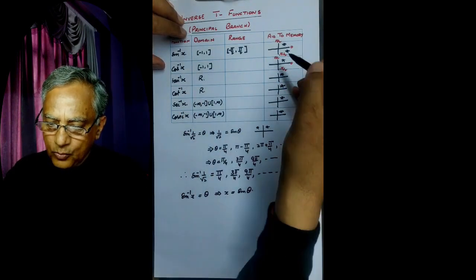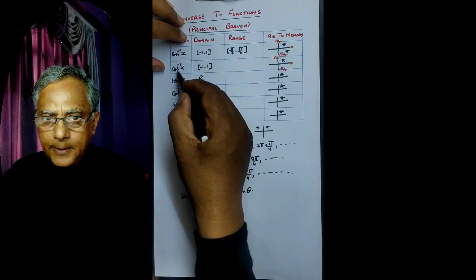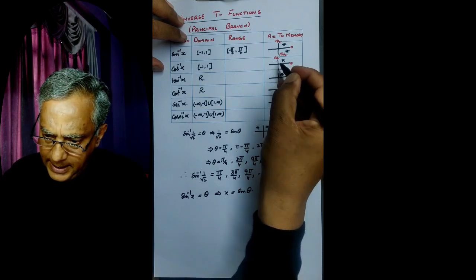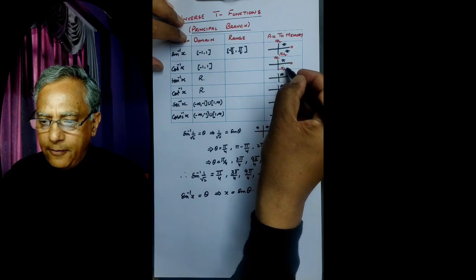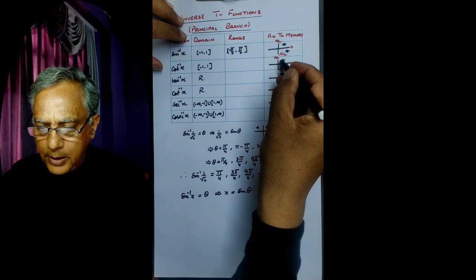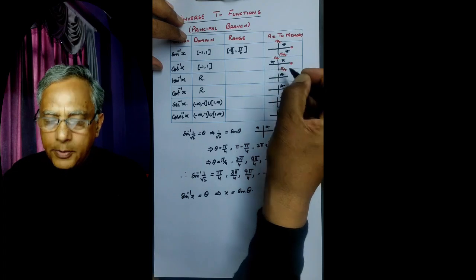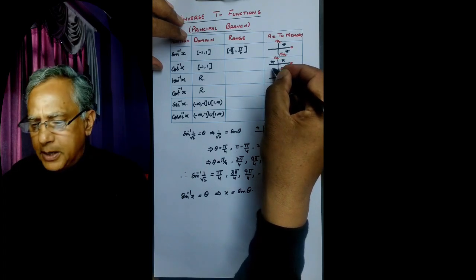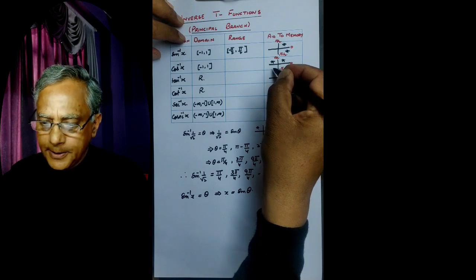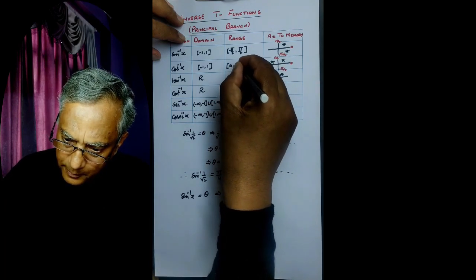Cos inverse x. For positive x, this will be 0 to pi by 2. When x is negative, cos theta should be negative. Now cos is negative in this quadrant and positive in this quadrant. If I take this quadrant, only the values will get repeated. So positive values will be taken from the first quadrant and negative from this quadrant. Cos is negative in the third quadrant too, but that does not belong to the range of any of the inverse trigonometrical functions. So the range will be 0 to pi.